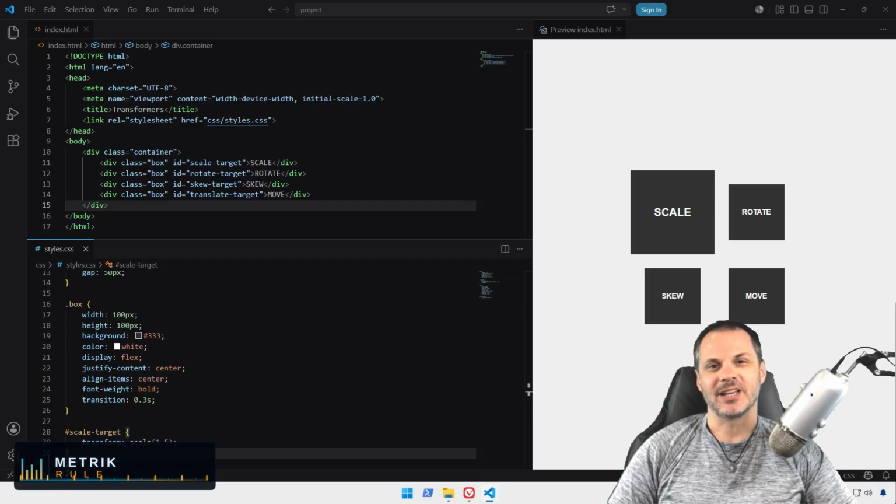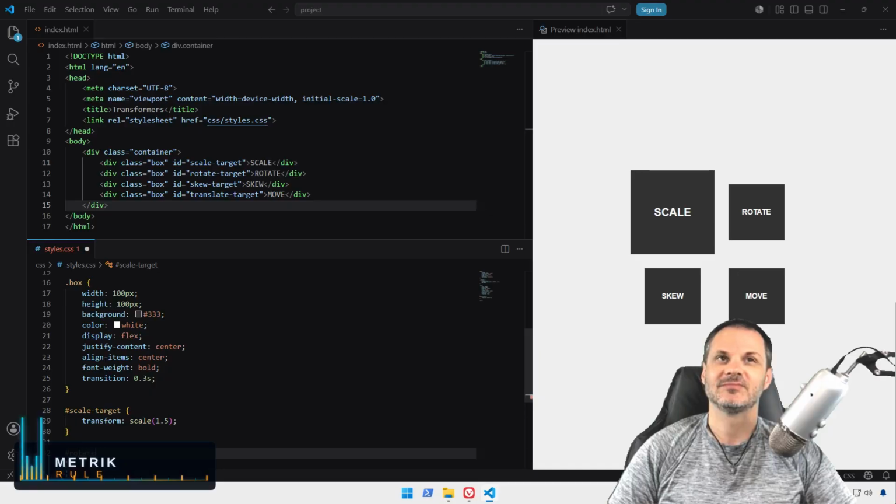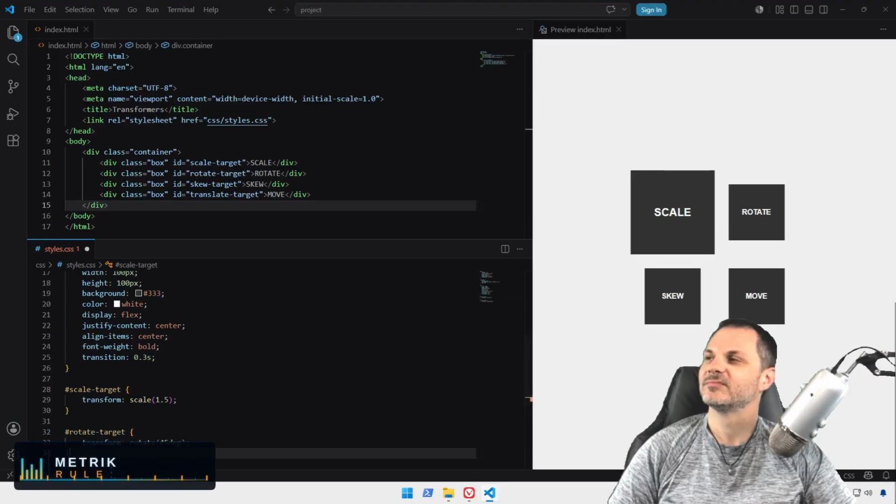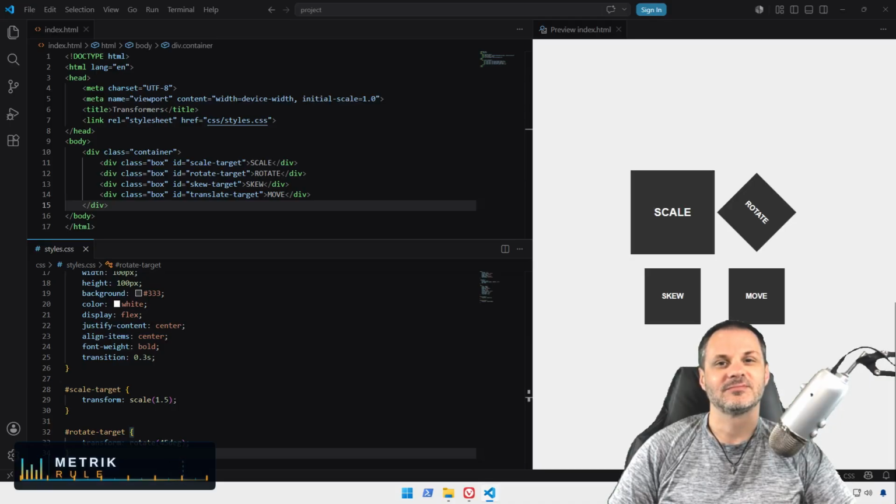Next is rotate. This turns the element clockwise or counterclockwise by a specific angle, usually measured in degrees. Rotating node 2 45 degrees, it's important to view the architecture from multiple angles. Symmetry is overrated. I prefer a more dynamic orientation.